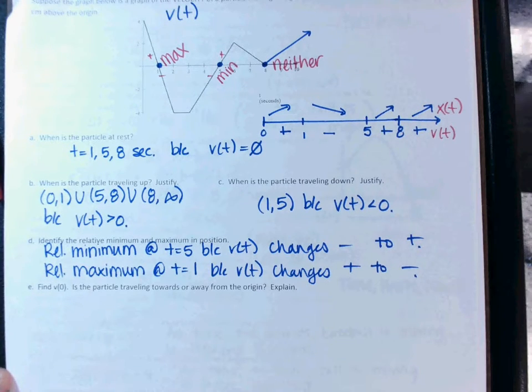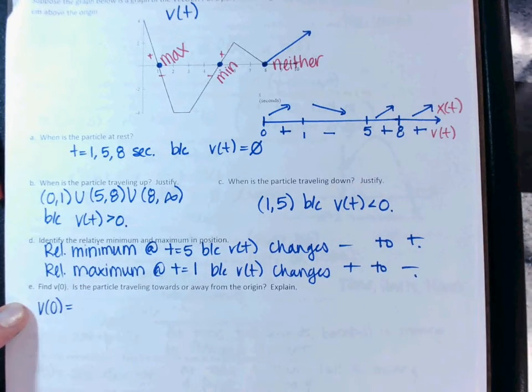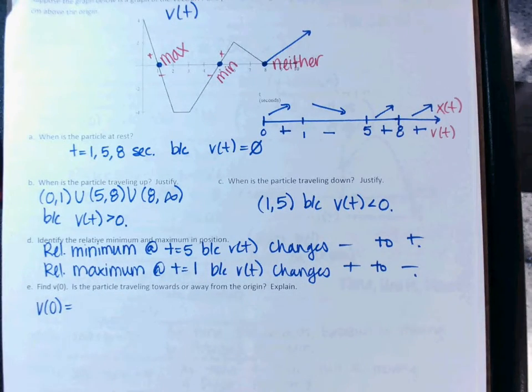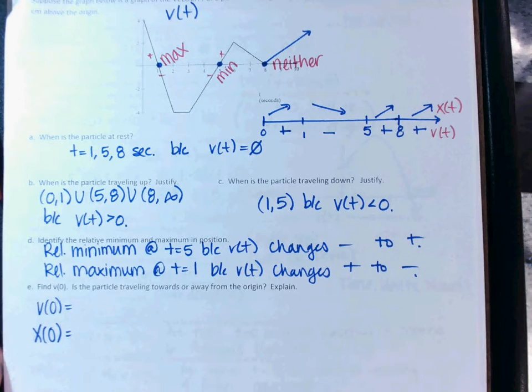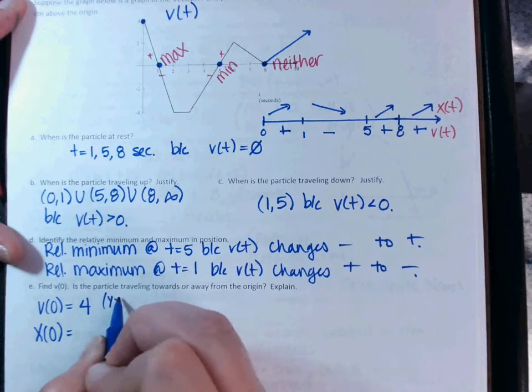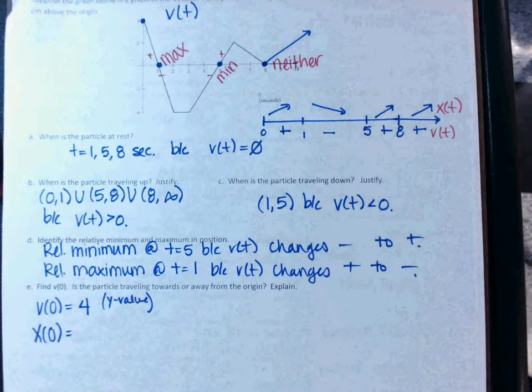Okay, last part, part E. Find v of 0. And then it says, is the particle traveling towards or away? What am I going to need besides v of 0? X of 0. Very good. Okay, now, what is my graph of? Velocity. So if I want to know the velocity at 0, I'm going to use the graph. So look at the graph. At 0, what is the velocity? 4. That's the y value. Right? Because this is a graph of velocity. So if I want v of 0, I need the y value, which is 4.